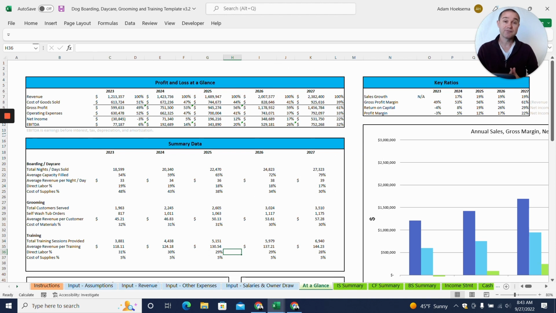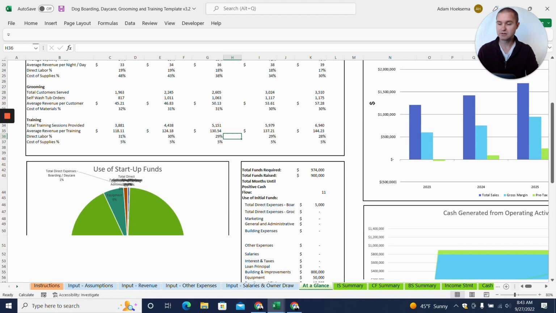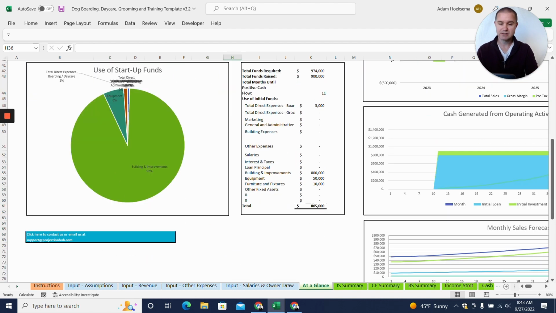Okay, so we're going to start with the end in mind here. This is our at a glance tab, and this is the deliverable at the end of the process. Once you've created your projections, you'll get this nice profit and loss at a glance, some nice summary data about boarding and daycare, the number of nights or days sold, your capacity, average capacity filled. If you have grooming or training as well in your business model, we have some data around that as well. And you can see some nice different charts and graphs here.